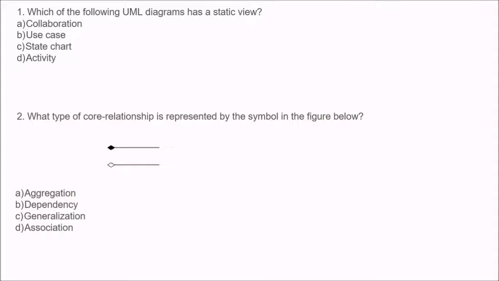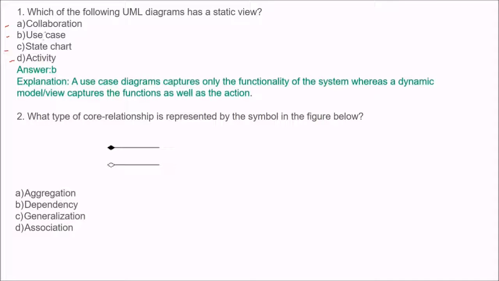So let us take a few more questions in software engineering. The topic today is diagrams in UML, Unified Modeling Language. Which of the following UML diagrams has a static view? Collaboration, use case, state chart, or activity? Can you guess the answer? The answer is use case.